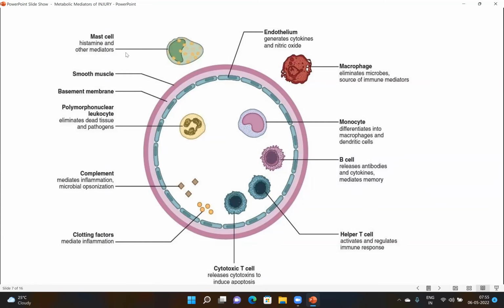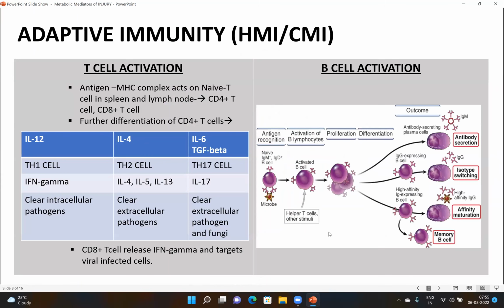And there are other cells also like mast cells, complement system, clotting factors, cytotoxic T cells and helper T cells. Adaptive immune system, which is of two types, humoral mediated immune system and cell mediated immune system. The CMI involves T cell activation, which occurs via the T cell receptors. The antigen is presented via antigen presenting cells, mostly by dendritic cells and also by macrophages.